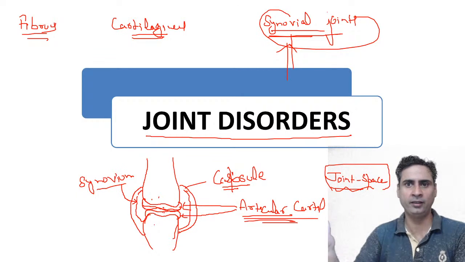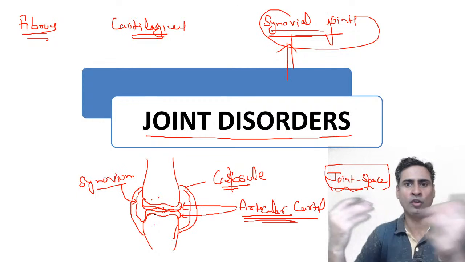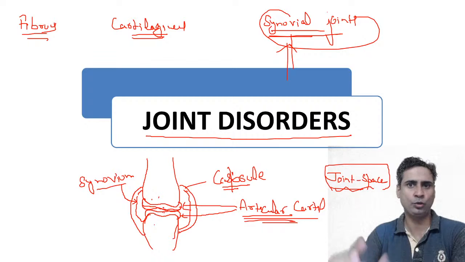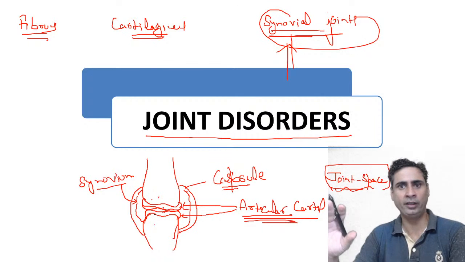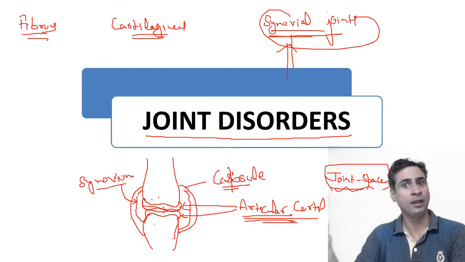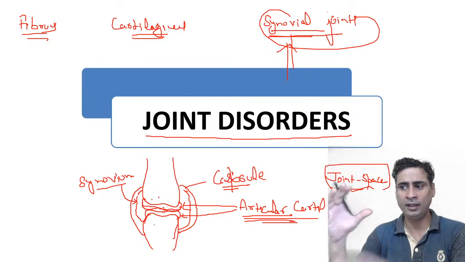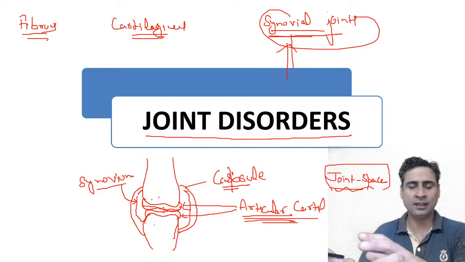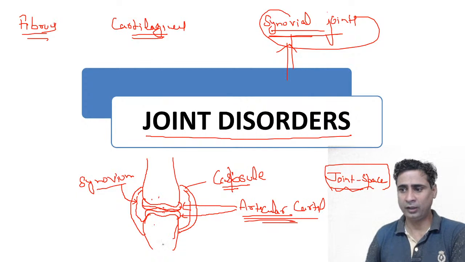And in all joint disorders, either sooner or later, there will be damage to this articular cartilage. So in all joint disorders, either sooner or later, there will be decrease in joint space. Okay. So these are the important structures in a synovial joint. Now types of joint disorders.